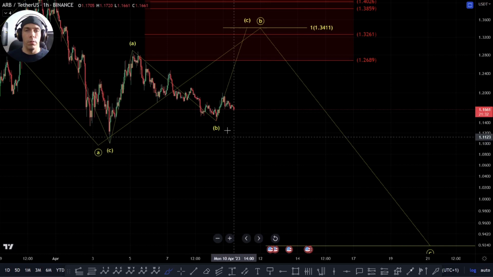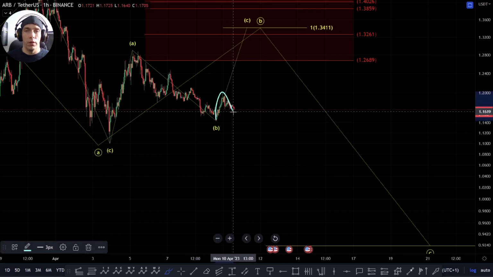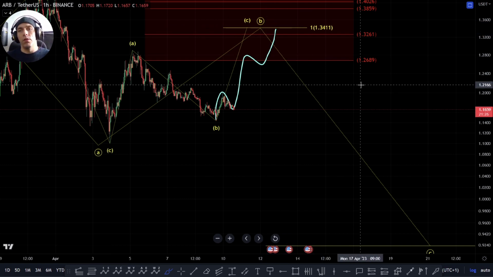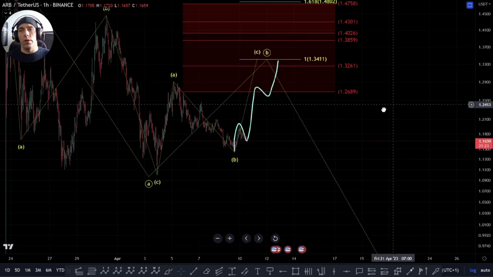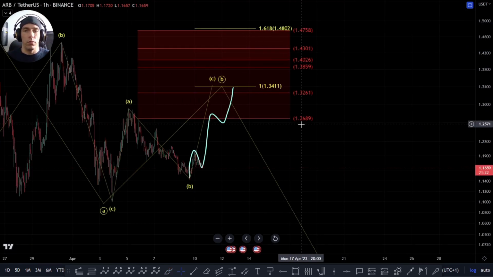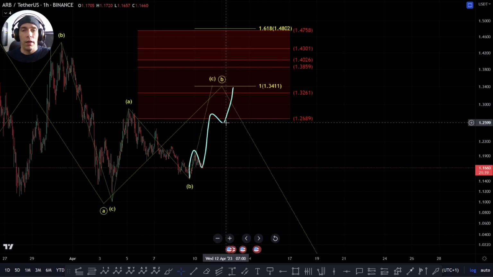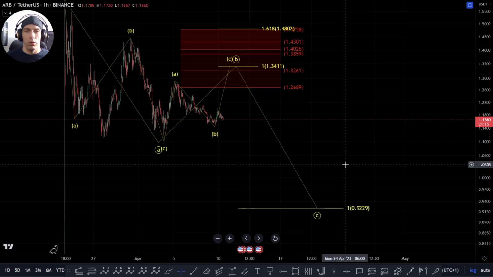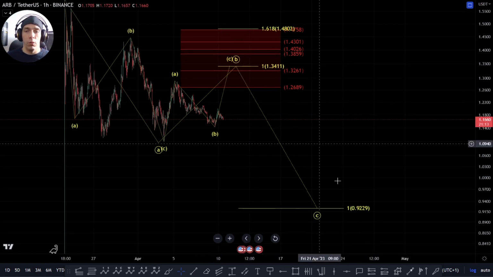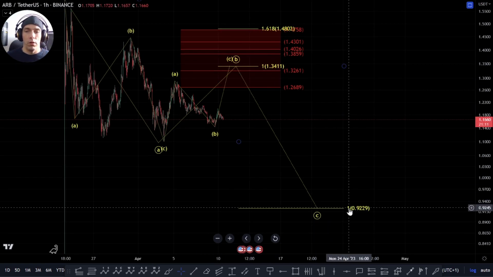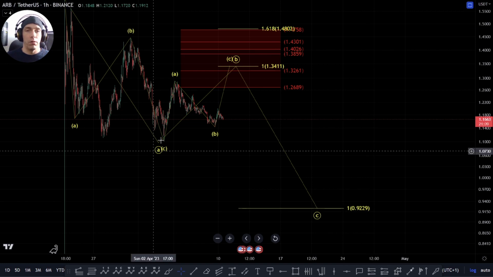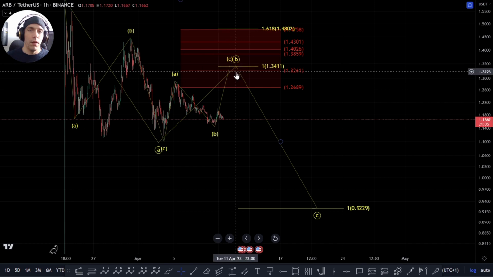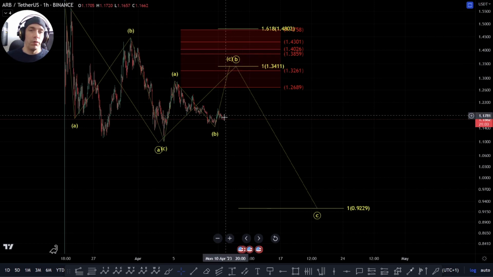So technically speaking, we could be starting to form something like this, 1, 2, 3, 4, 5, potentially looking to come up here into this rejection area, which is this $1.47 to this $1.26 range, and then looking for the possibility to continue to the downside. If we did have to come up to this one-to-one, the one-to-one to the downside would be around this 92 cents range. So this would be looking at the possibility of pushing up for this as a C wave to the upside.